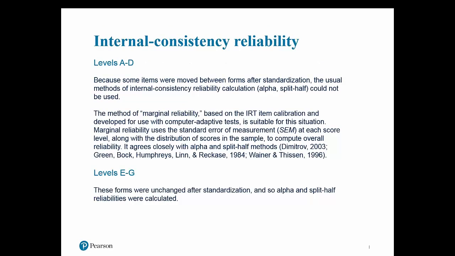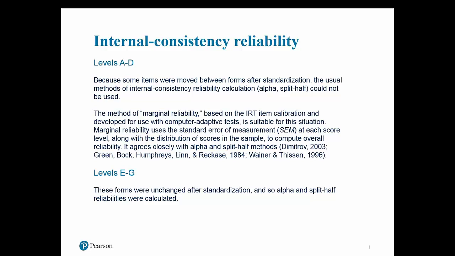Internal consistency reliability is the primary measurement of how accurate a test score is. At levels A through D, because we did make some changes in the item content of some of the forms, as I mentioned earlier, that meant that it wasn't possible to use the most commonly used methods for internal consistency reliability, coefficient alpha or odd-even split half kinds of methods. However, there is another method which is widely used, although it's fairly new, which is called marginal reliability.